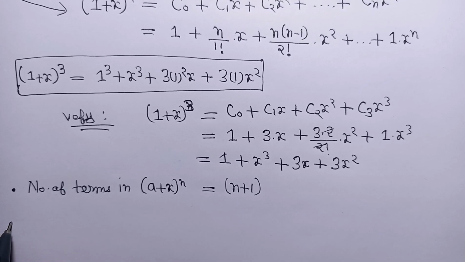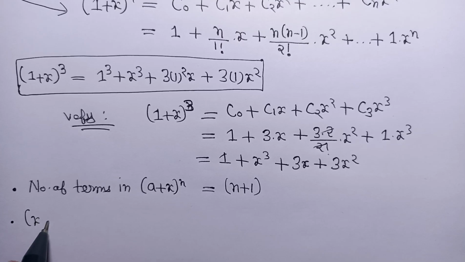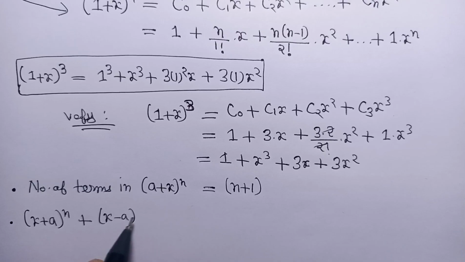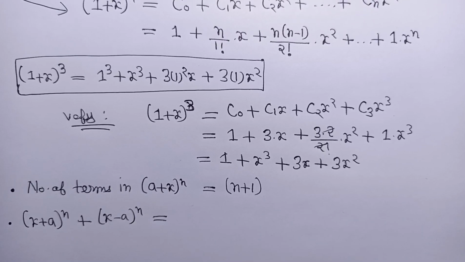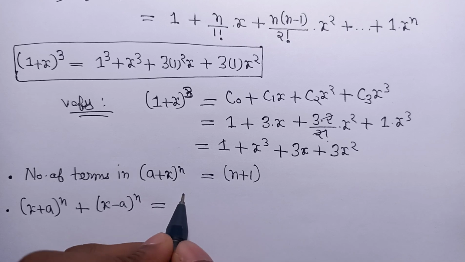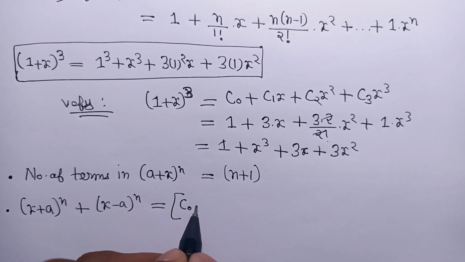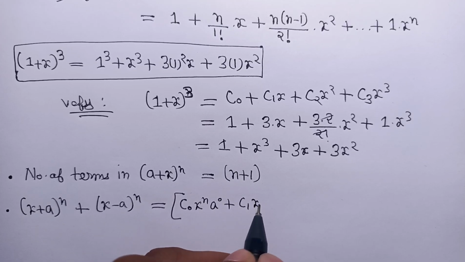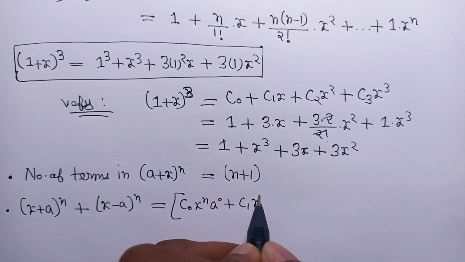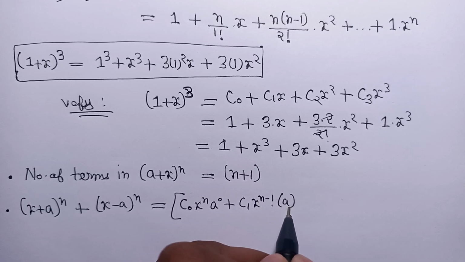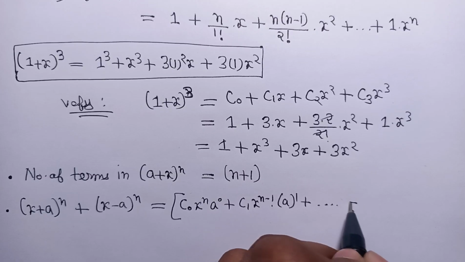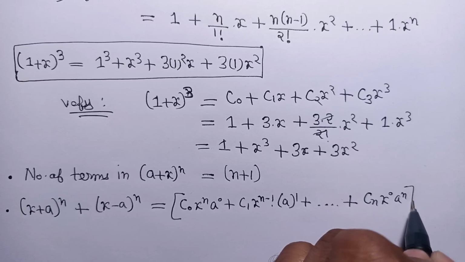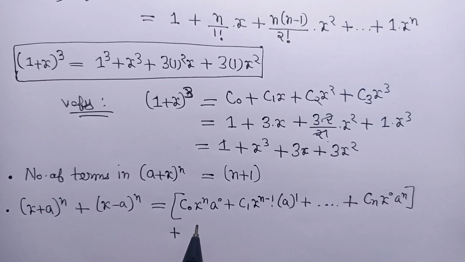And second thing is, if you have (x + a)^n plus (x minus a)^n, so what will be the value of this? This will be exactly equal to, when you expand this, C0 x^n a^0 plus C1 x^(n minus 1) into a^1 plus dot dot dot, and last term is Cn x^0 a^n, and plus sign is there.